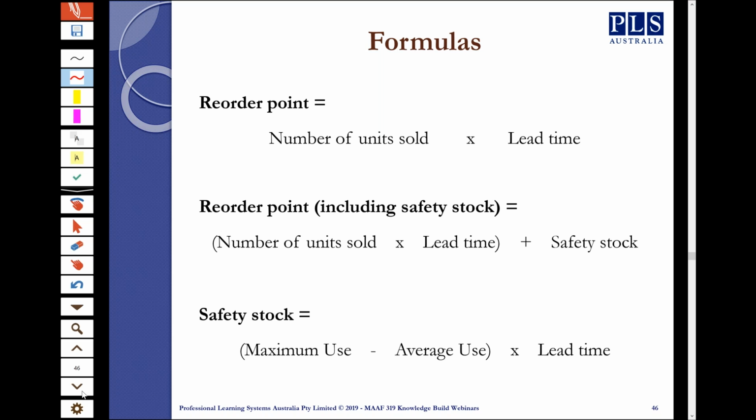So lead time is how long it takes the product to be from the distributor to you as the retailer, if you like. So if you're going to order stock, how long does it take to get to you? Note, if that takes 1 week, the number of units sold must be based on a weekly basis. So you've got to have that combination. If it's a reorder point including safety stock, it's the number of units sold by lead time plus your safety stock. Noting that your safety stock is your maximum use for a period of time, less your average use by a period of time. So again, if lead time is 7 days, then what's your maximum use per day to your average use per day?